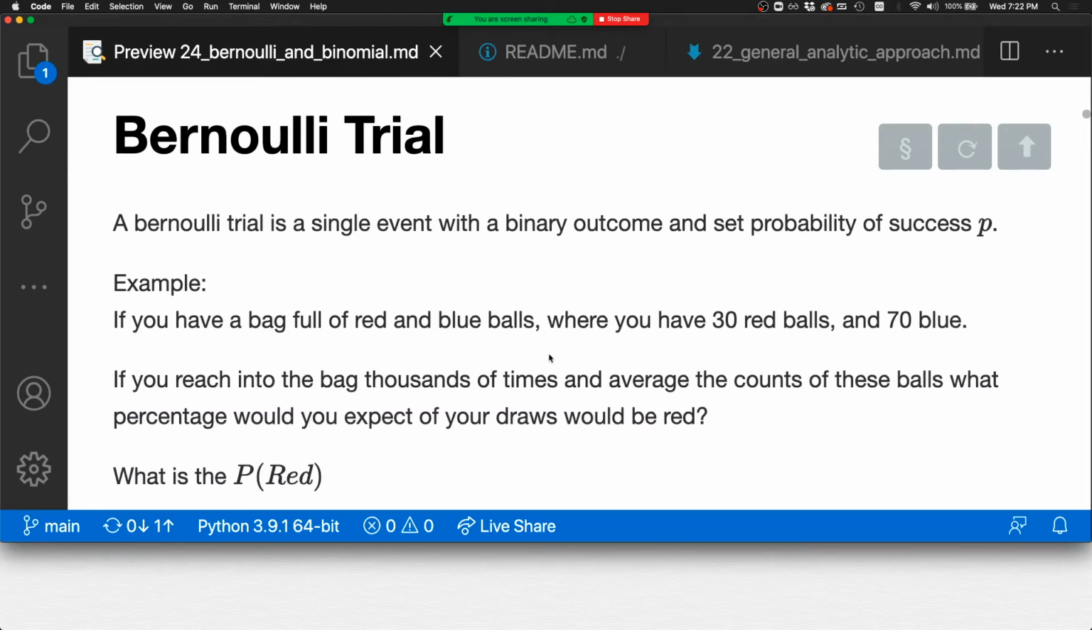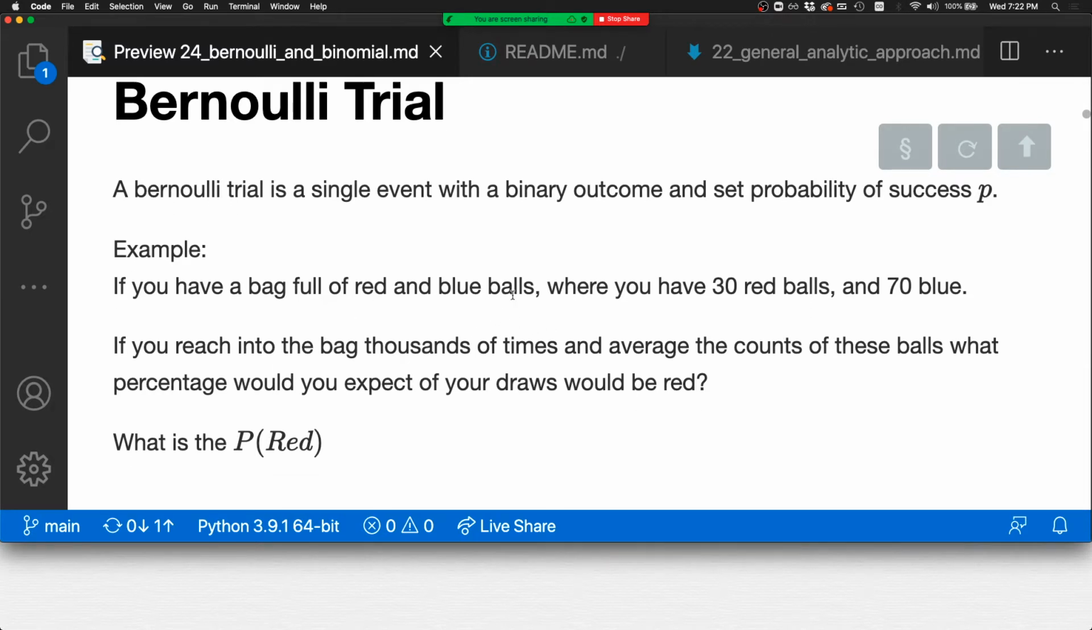So Bernoulli trial, simply stated, is just a single event with a binary outcome, and there's a set probability of success, right? So we talk about this in terms of, if we're thinking about it as zeros and ones, we talk about it as the probability of getting 1. And here's a simple version of this. If you have a bag of red and blue balls, where there are 30 red balls and 70 blue balls, and you reach in that bag 1,000 times, and average the counts of these balls, what percentage would you expect of those draws to be red, right? So what is the probability of red in this case?